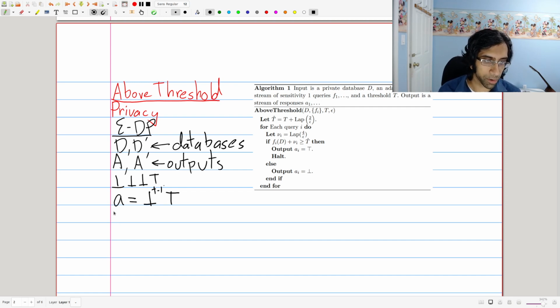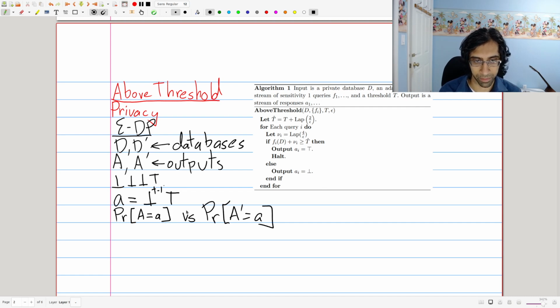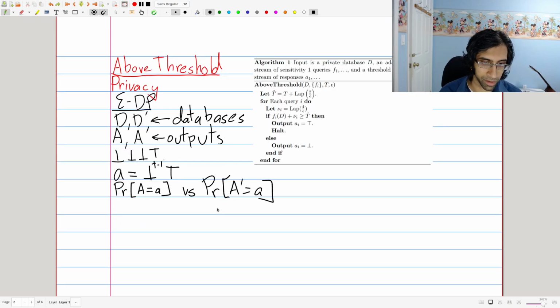So we're going to relate the probability that A equals a versus the probability that A prime is equal to a, and we'll do this in the usual DP fashion. We want to show that this is less than or equal to e to the epsilon times this. But that's getting a bit ahead of ourselves. The idea is these are the two events we're going to try to relate the probabilities of.